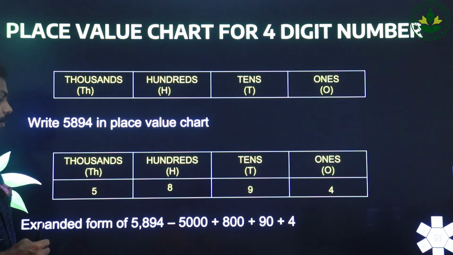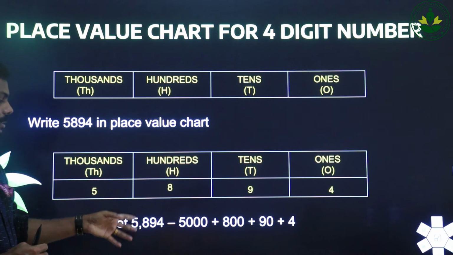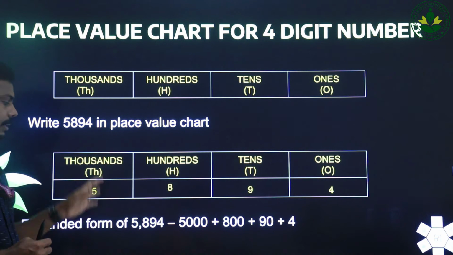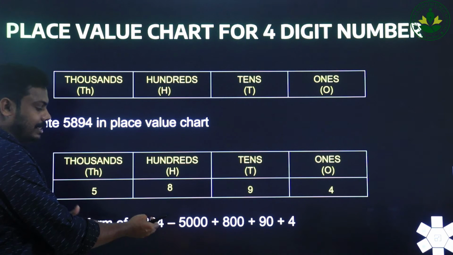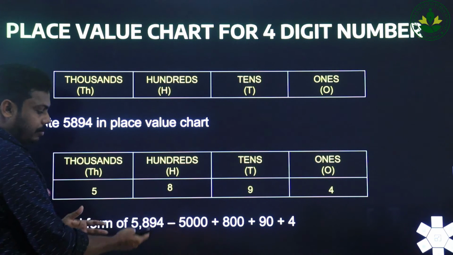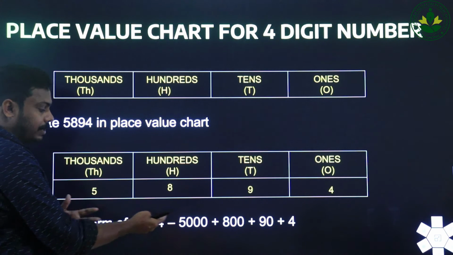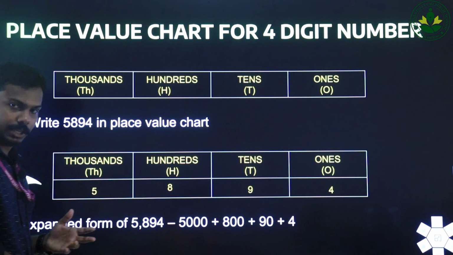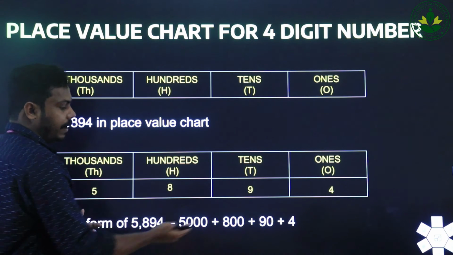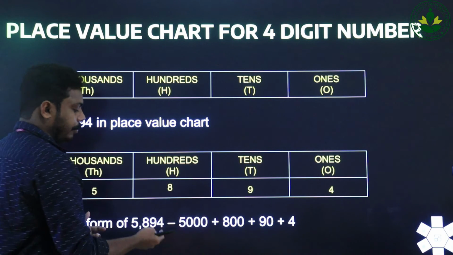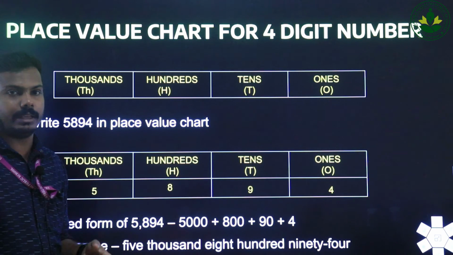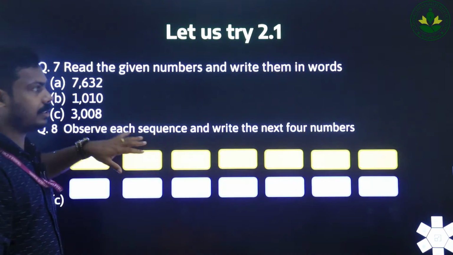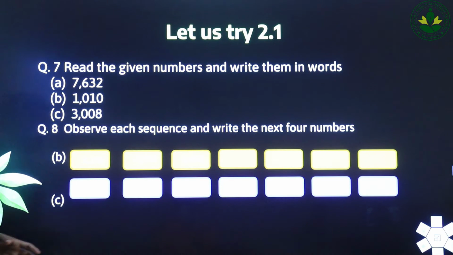And the expanded form of 5894 is 5, then for the remaining 3 digits, you place zeros instead of those digits: 5000 plus 800 plus 90 plus 4. And the number name, that is 5894. We can do some examples, then you can easily understand.